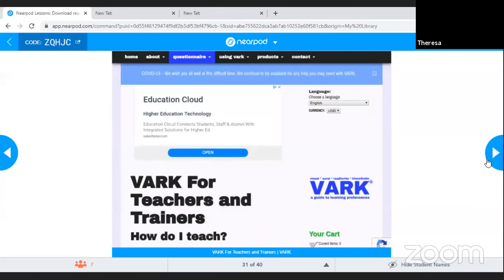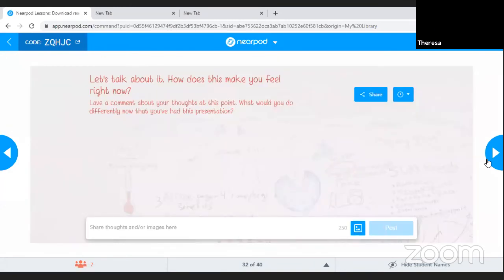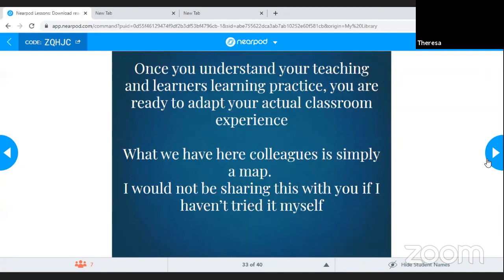So what we are going to do is make this available to you so that you can explore it on your own time, to see how you can use this to inform your teaching. Now, what I'd like for you to take away from this, I'm sorry that we don't have enough time to do the interaction as planned, is that once your teaching and your learners' learning practice is known to you, you are ready to adapt your actual classroom experience.